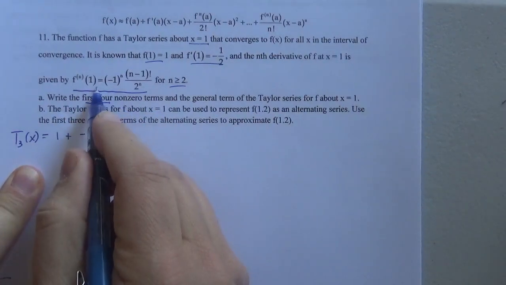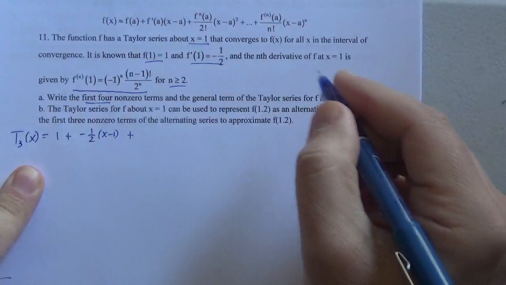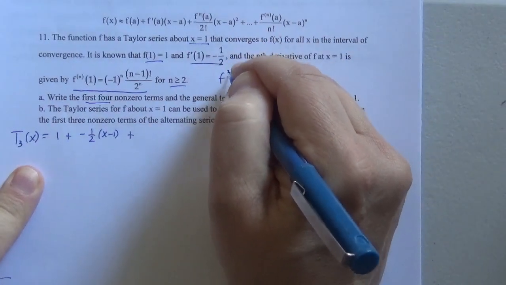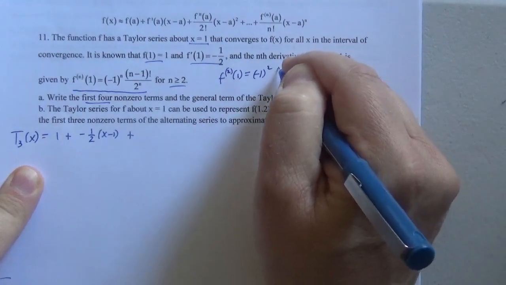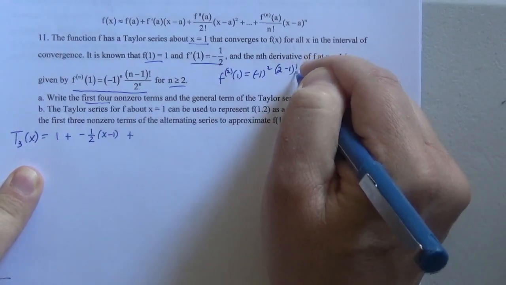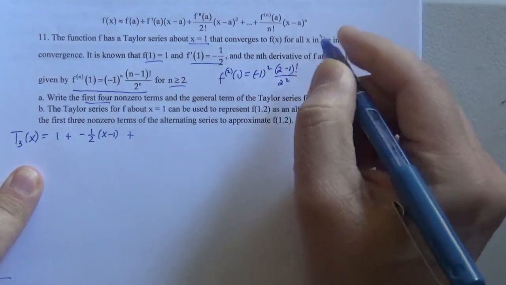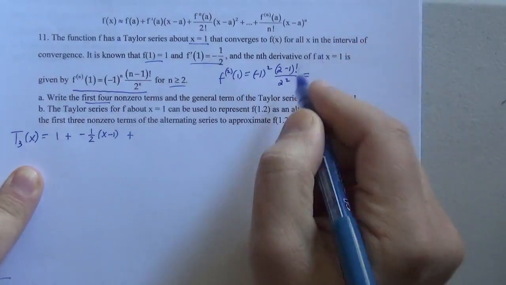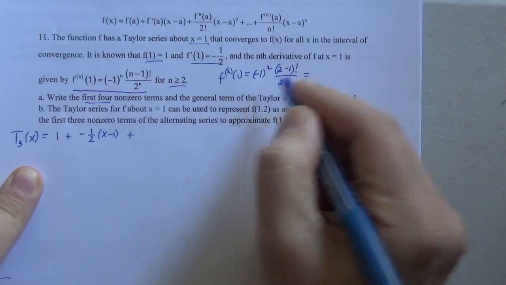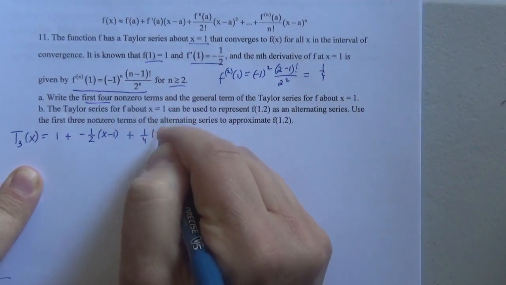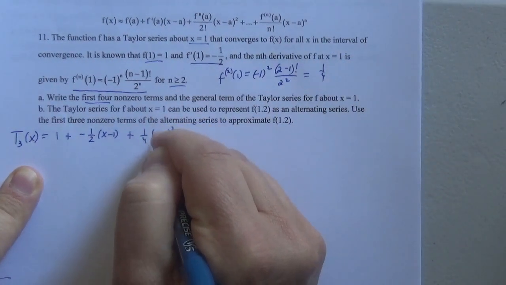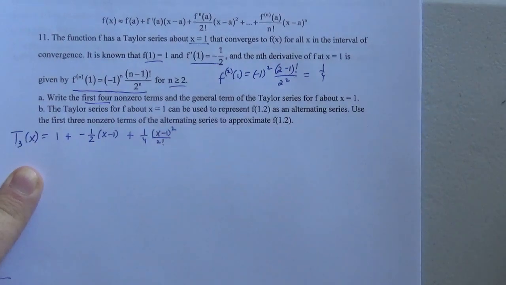using this definition here. So I'll squeeze it in here. So f2 of 1 is (-1) squared, 2 minus 1 factorial, 2 squared. So this is, my numerator is just 1, that's 4, that's positive, so it's a quarter. So I get a quarter, (x minus 1) squared over 2 factorial.